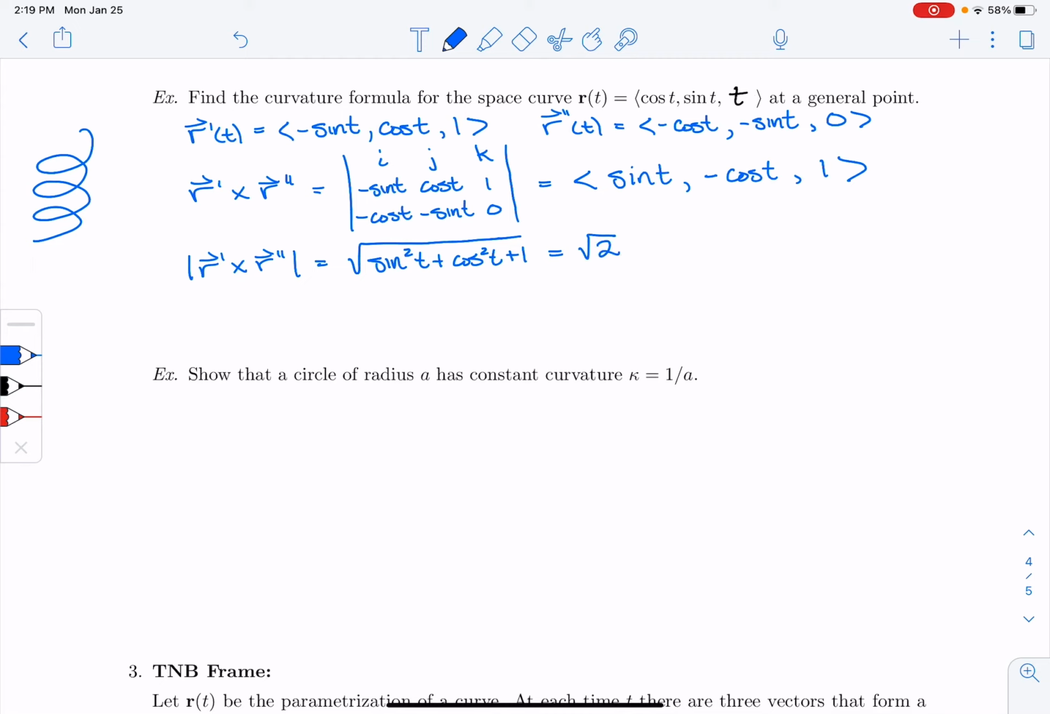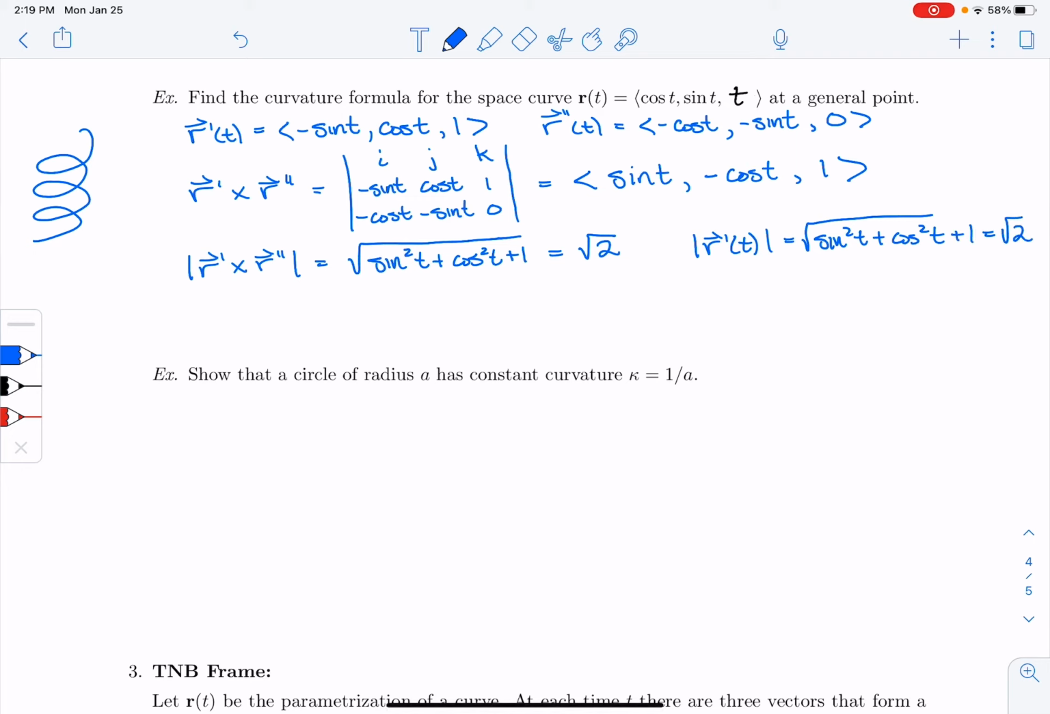And then, remember, we're going to divide that by the length of r prime of t cubed. So we need the length of r prime of t. That's going to be the square root of sine squared t plus cosine squared t plus 1. So that's going to be the square root of 2.